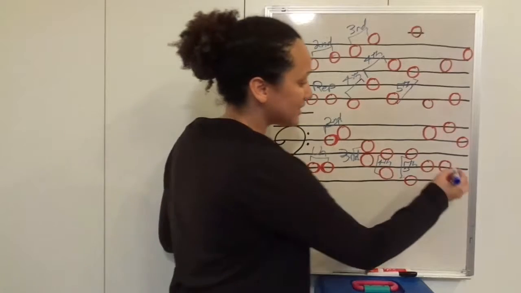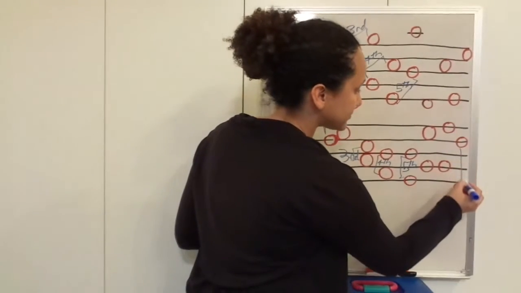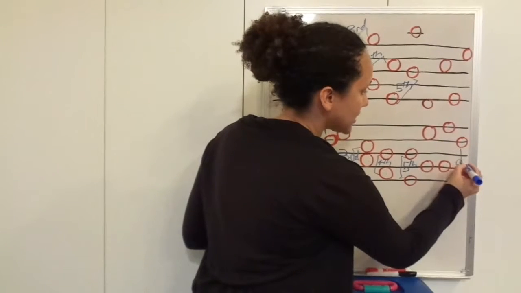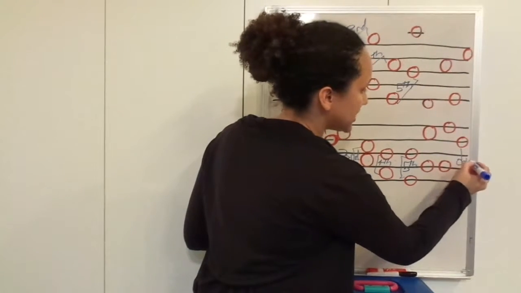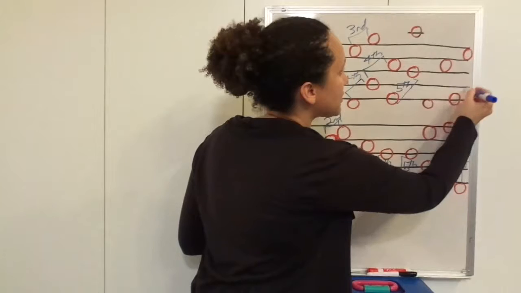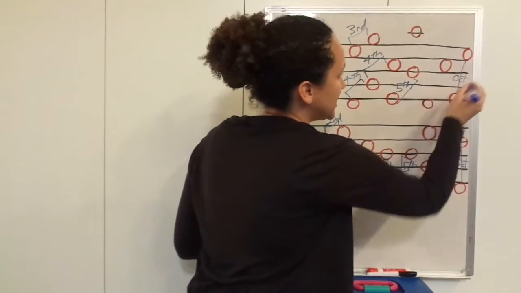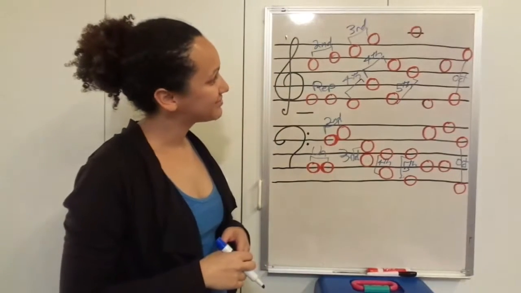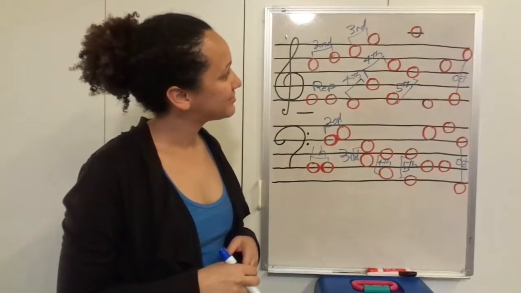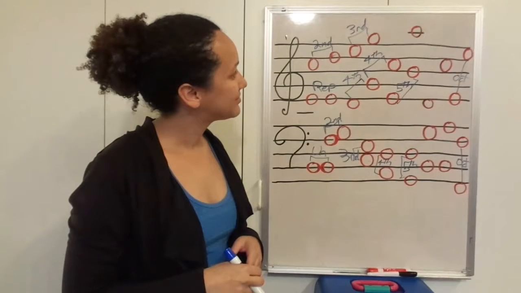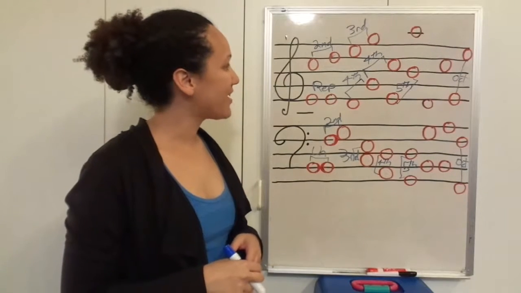So those would be like from F to F. That would be an octave. I'm going to put OCT. And then from E to E, that would be octave, OCT. There we are.